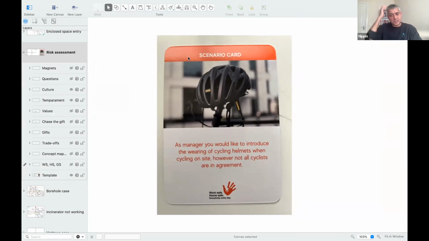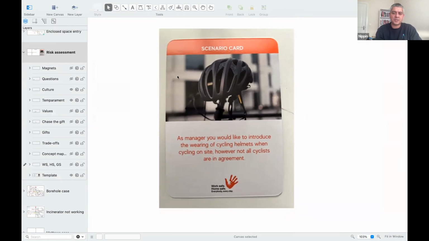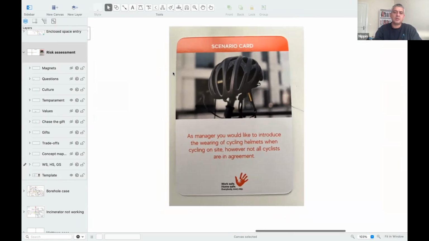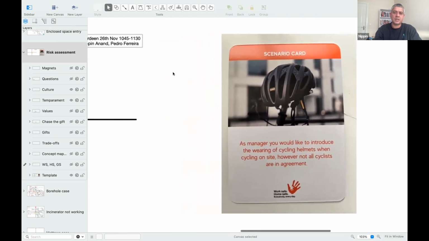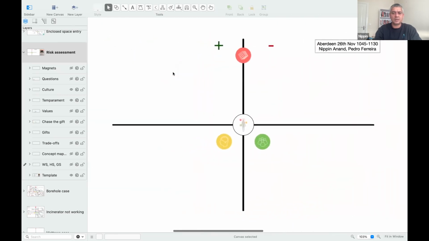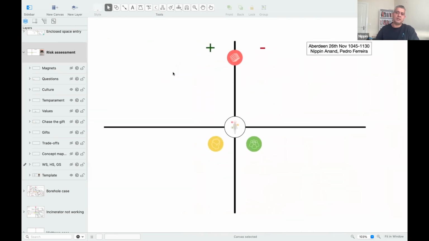In this risk assessment, we have a scenario where, as a manager, you would like to introduce the wearing of cycling helmets when cycling on a site. However, not all cyclists are in agreement. So we are using this scenario, and we will see if we can do a good risk assessment using the iCue method.